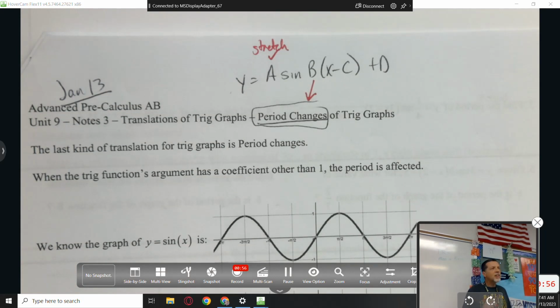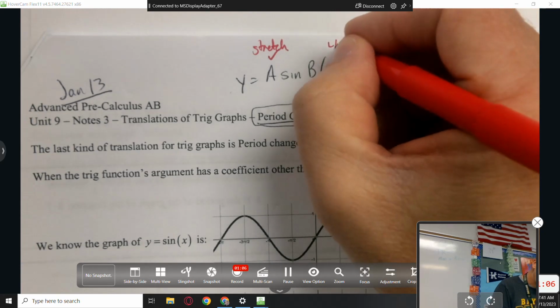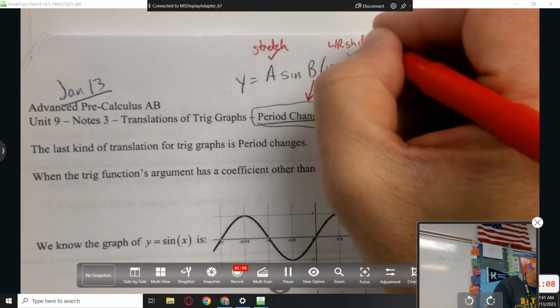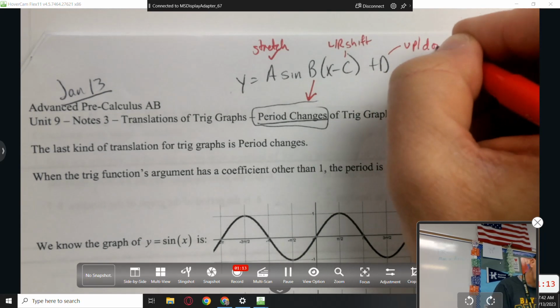What does the C control? Good. This shift. Careful, don't do this way. Do the left-right shift. And what does D control? The up and down shift or the vertical shift.